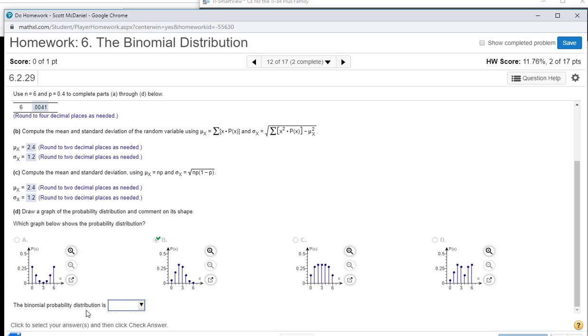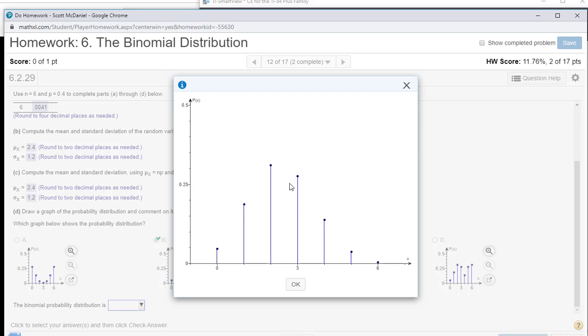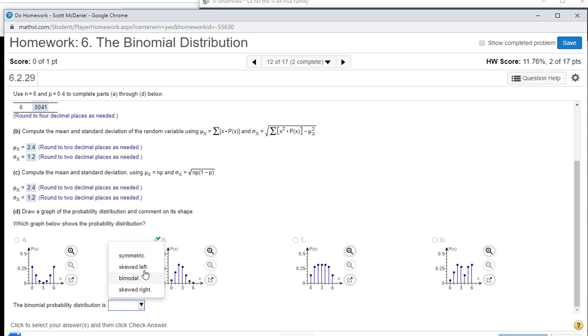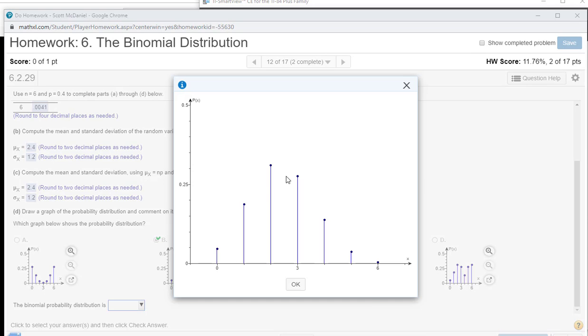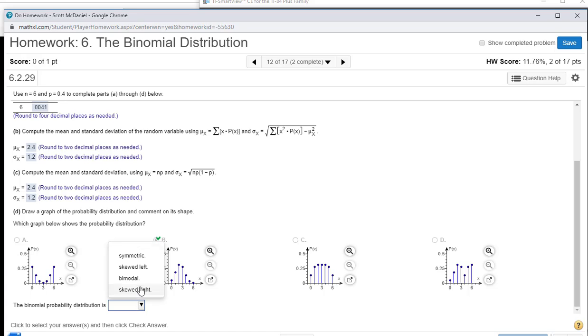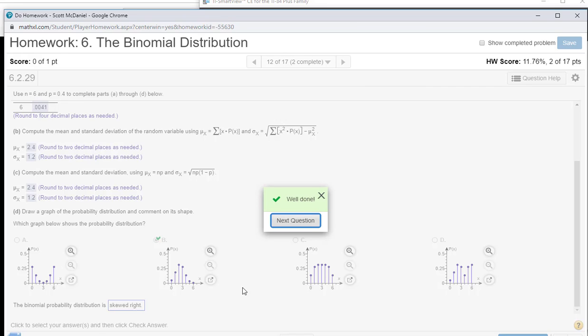Okay, now let's describe the shape of this. Let me blow it up a little bit more. Okay, so I got a good look at that. Let's see what my choices are. Symmetric, skewed left, bimodal, skewed right. So it's got a touch of skew to the right, right? I could definitely go with symmetric on that one though, but I'm guessing they're wanting skewed right. Yes. If you had answered symmetric in my class, that would have been fine. That's not exaggerated enough to be skewed right. It's close enough. Okay, so I hope that helps.